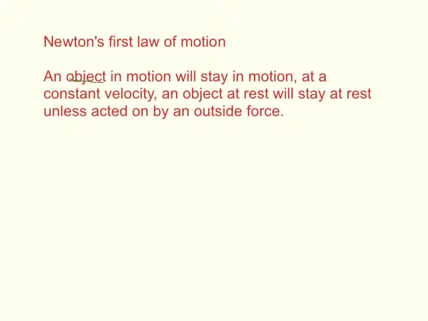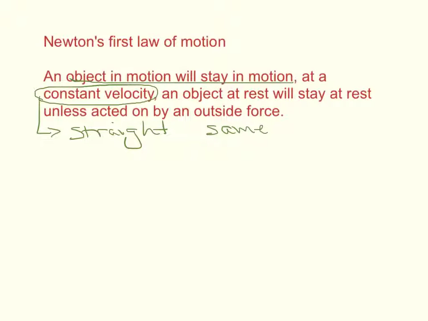First of all, this first one, an object in motion will stay in motion. This means that an object that is moving will continue to move without any additional forces acting on it. Now, that is only true if this second thing holds, which is at a constant velocity. A constant velocity says that it is moving in a straight line and that it is moving at the same speed all of the time.